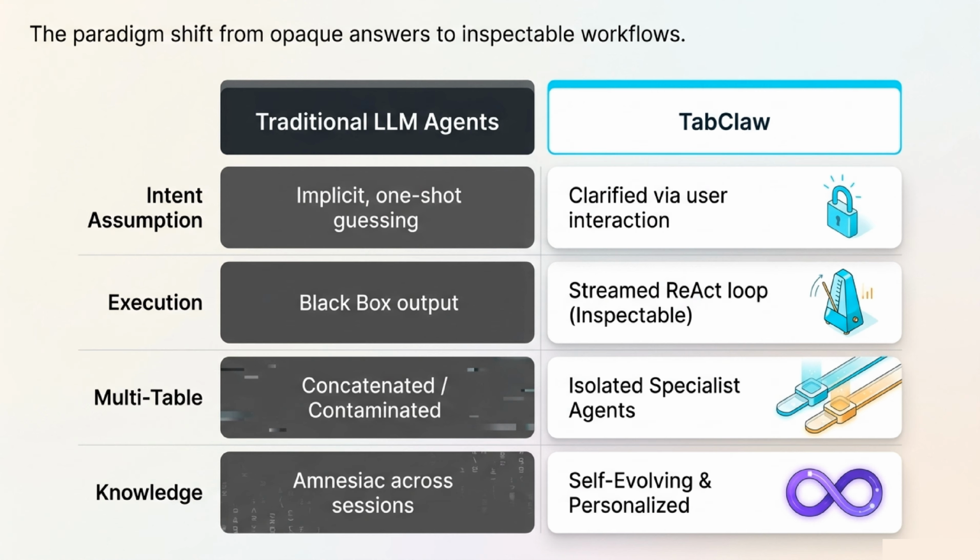Let's start by looking at the paradigm shift TabClaw represents. Traditional AI agents usually take a wild guess at what you mean, execute the task inside a hidden black box, often cross-contaminate data when handling multiple tables, and effectively forget everything you did by your next session. TabClaw flips this script entirely. It clarifies your intent up front, executes via a transparent React loop, uses isolated specialist agents for multiple tables, and features a self-evolving, personalized memory.